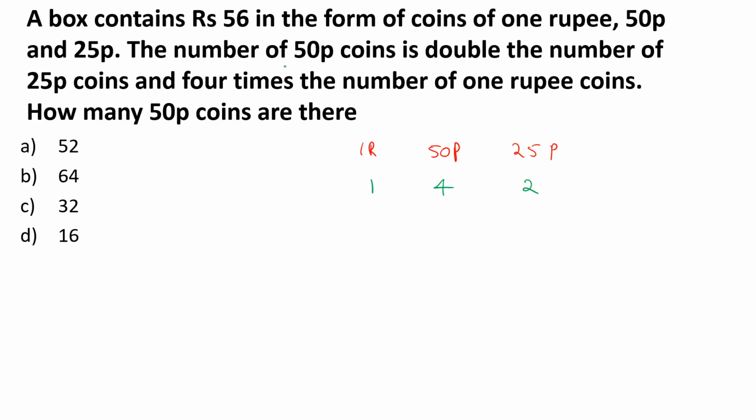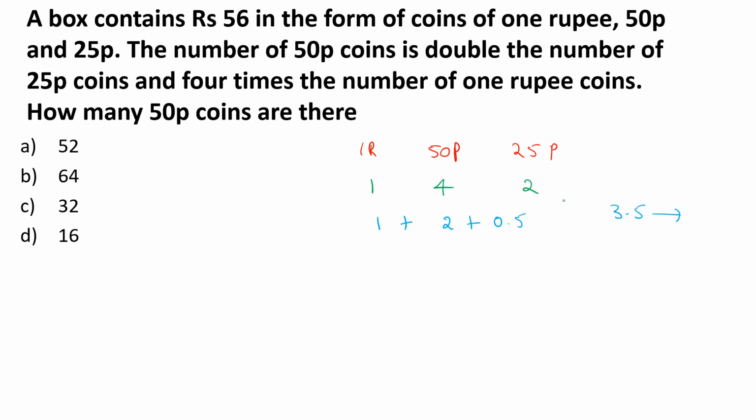We need to find how many 50 paisa coins are there. The value of the box is given as 56 rupees. When we have one coin of 1 rupee, the value would be 1 rupee. And when we have 4 50 paisa coins, then the value would be 2 rupees. And when we have 2 25 paisa coins, the value would be 0.5, that means half a rupee. The total would be 3.5 rupees.